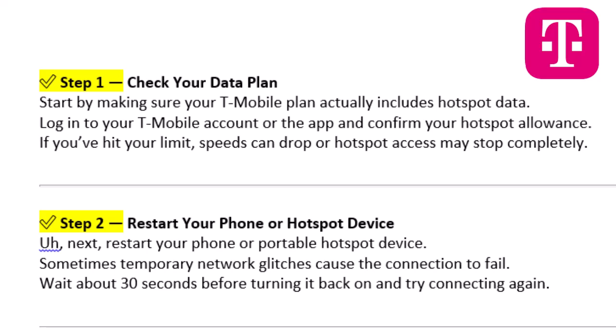Step 2. Restart your phone or portable hotspot device. Next, restart your phone or portable hotspot device. Sometimes temporary network glitches cause the connection to fail. Wait about 30 seconds before turning it back on and try connecting again.